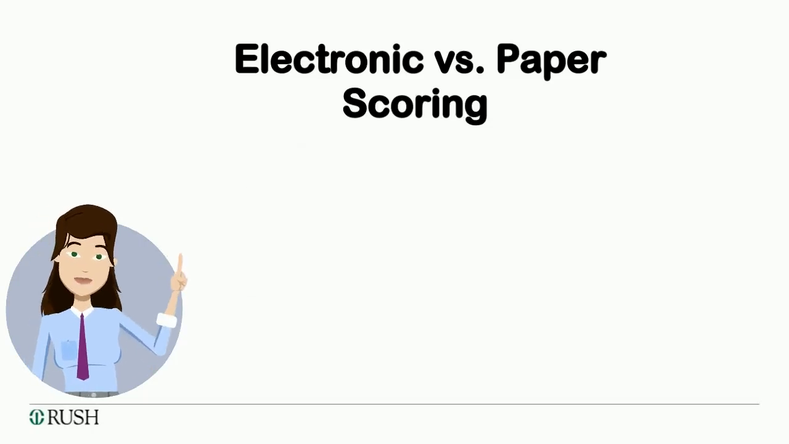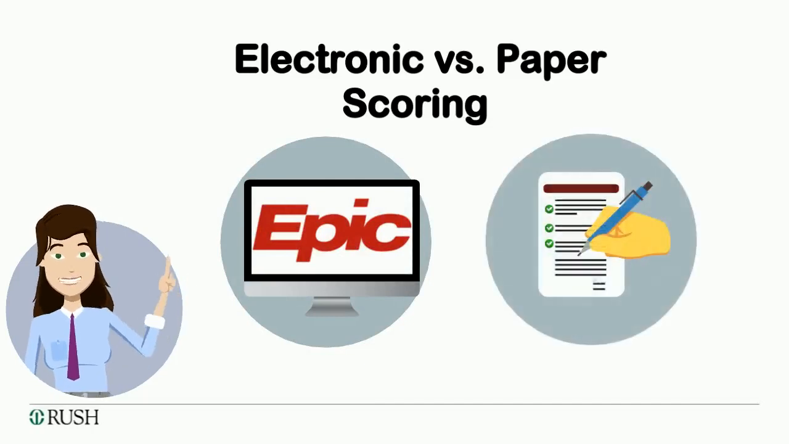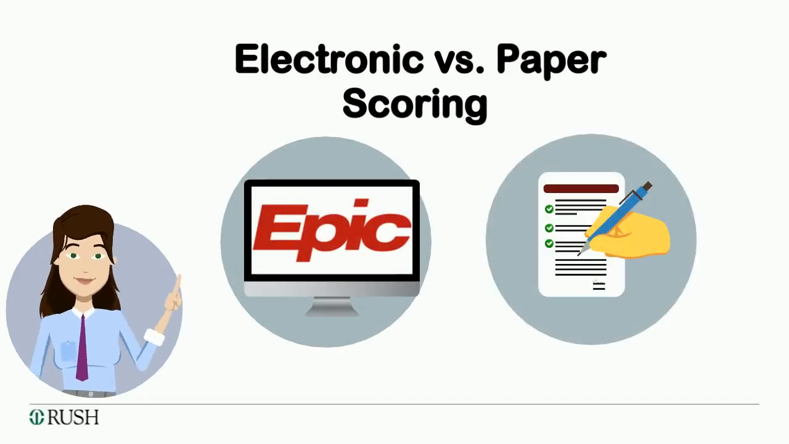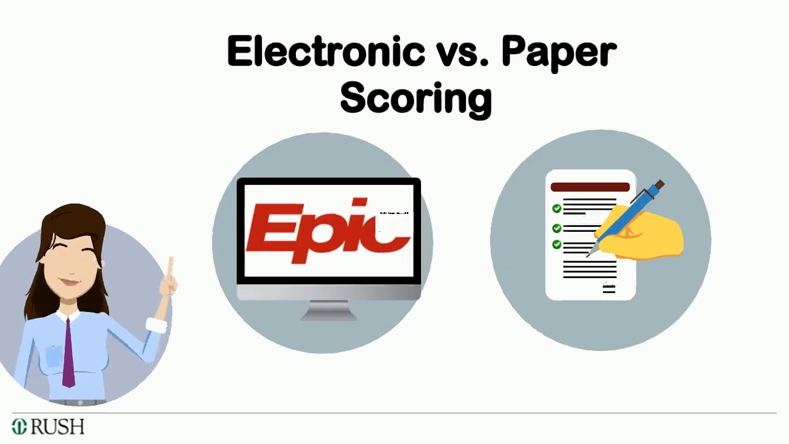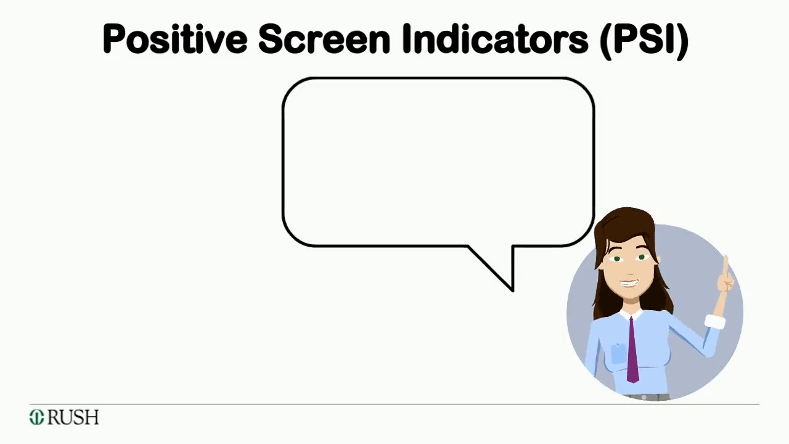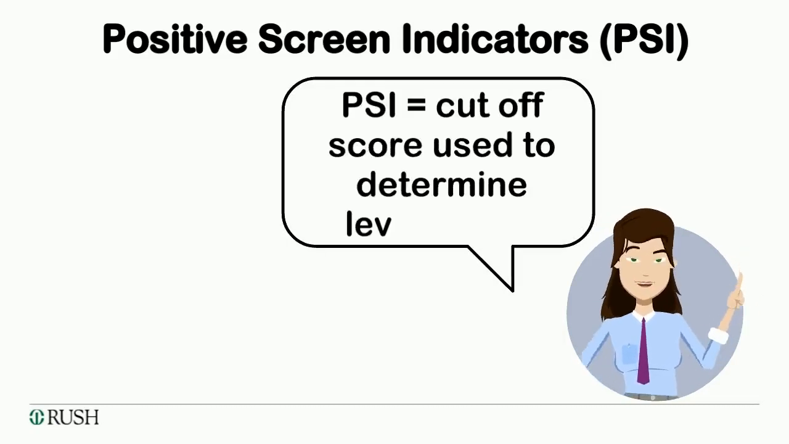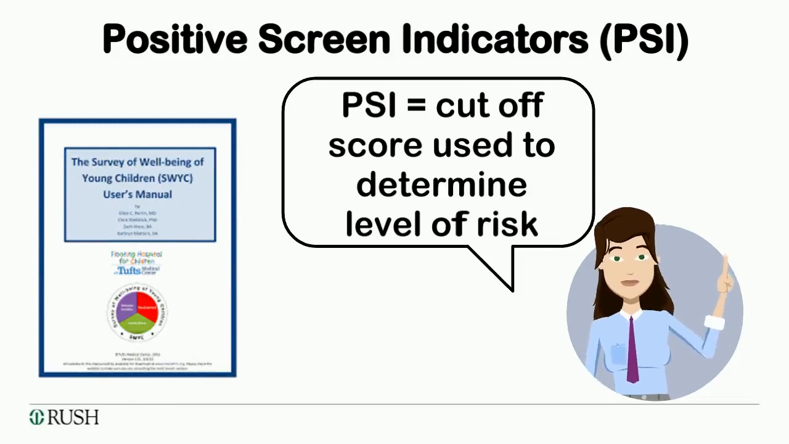Screeners completed electronically are automatically scored and populated into Epic. Those completed on paper are scored by the provider by hand and entered into the Epic system manually. The provider will compare the child's score to a positive screen indicator or PSI to determine a positive or negative screen. A PSI is the cutoff score used to determine a child's risk level. The indicator is based on the child's age and screener criteria and can be found in the SWIC manual.